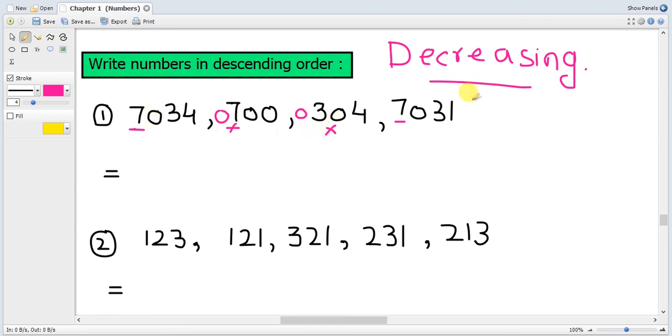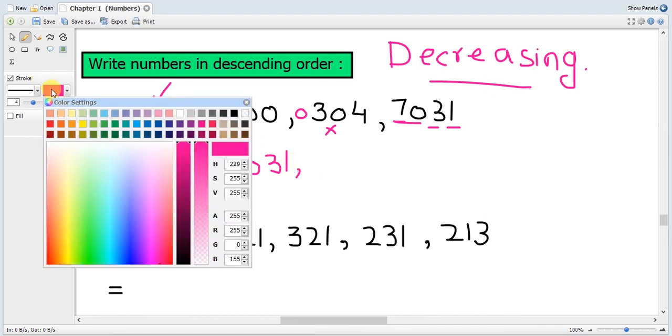Or you can simply say this first digit is in thousands, the second is in hundreds, so 1000 is bigger, right? So this is 70, this is 70, both are equal. Now we have to compare the next two digits. 3 is also the same. The last digit is 4, and over here is 1. So 4 is the bigger number, so this number should be written first. 7,034. Next, the smaller one is 7,031.